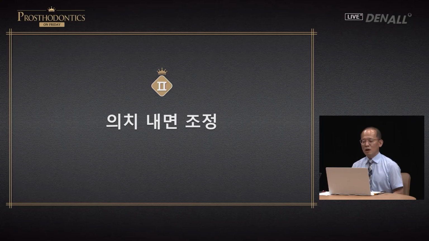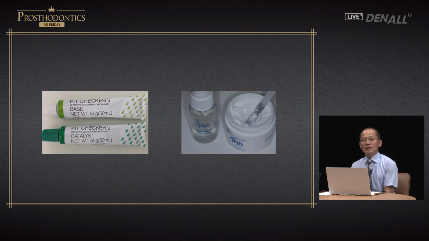So if you delve a bit further, relining is about appropriateness, so I'm going to talk about it with cases. But here, for internal contacts, to check contact you use PIP and fit checker. So let's look into them.